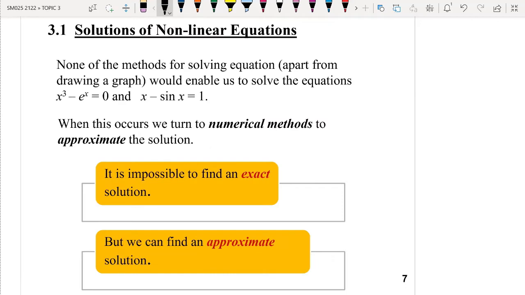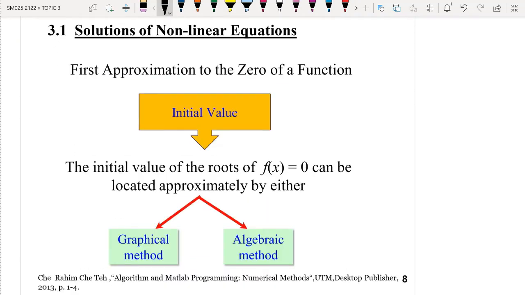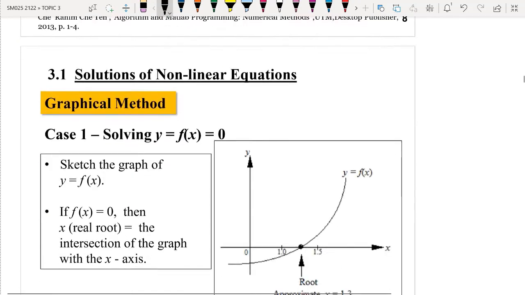As before, when this occurs, we will turn to numerical method to approximate the solution of our nonlinear equation. It is impossible to find the exact solution, but we can find the approximate solution for that equation. Before we find the approximate solution, we need to prove first that the solution actually exists. In order to do this, we have two different methods, which are graphical method and algebraic method.